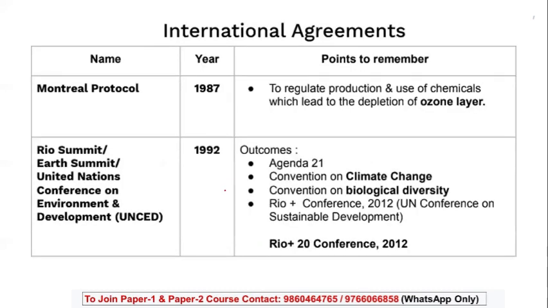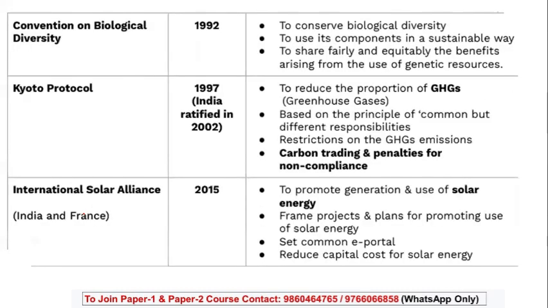So yes, now what we revised at the start, that is, these protocols and agreements and commissions are very important. So again, I'm just going to have a quick glance. Montreal Protocol 87, that is ozone depletion. Rio Summit, also known as Earth Summit, United Nations Conference on Environment and Development, 1992, that is, as we studied, Agenda 21, Climate Change, Biological Diversity, Rio 10 and 20 conference. Then we have the Convention on Biological Diversity, that is 1992. So sustainability, fair and equitable treatment, and conserving biological diversity.